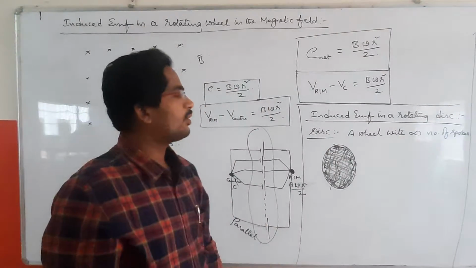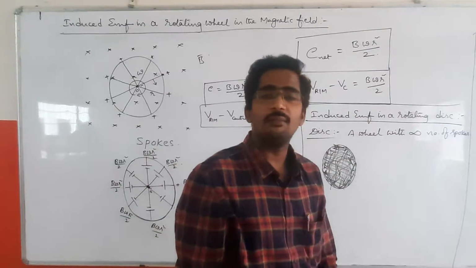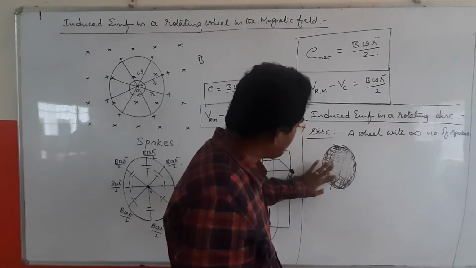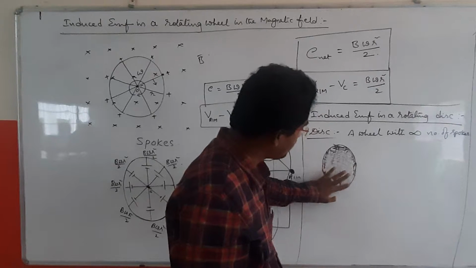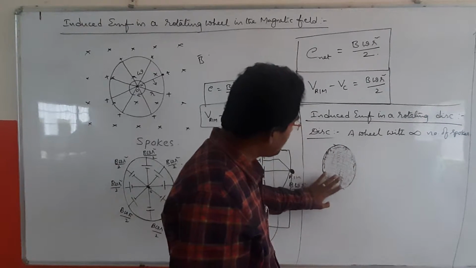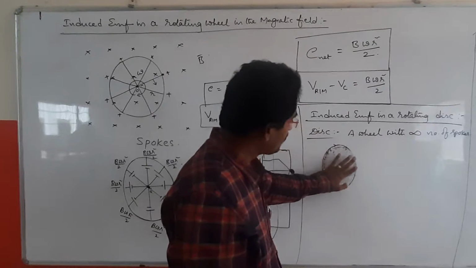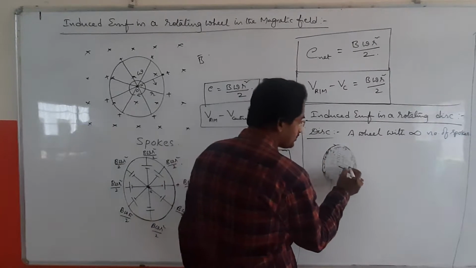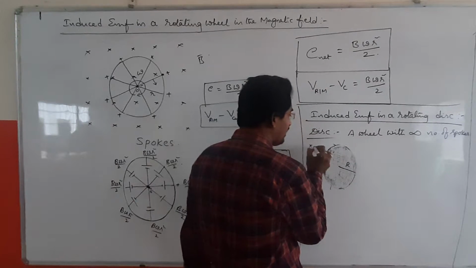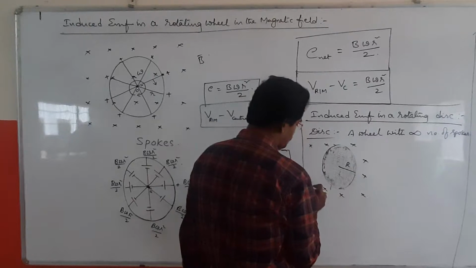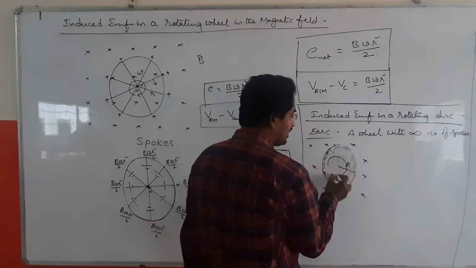A disc is nothing but what here? An infinite number of spokes are presented in this. Such an object is called a disc. So here it is a disc, with an infinite number of spokes without any gap. Its radius is r and it's rotating in the magnetic field of induction B with angular velocity omega.